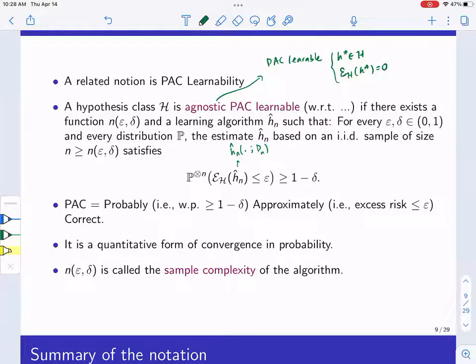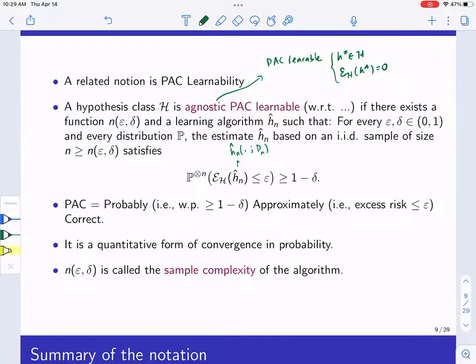If you're interested, you can look at that book for the definition of PAC learnable. This is a more general version. And this is, as I mentioned, called sample complexity, and it tells you what the sample size required to achieve this guarantee is. Questions?